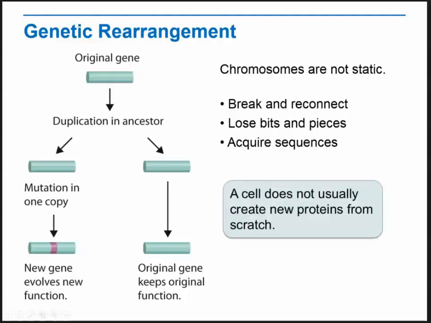A cell does not usually create new proteins from scratch. What does this sentence mean in the context of what you've learned about gene duplications and rearrangements? Genomes use old genes for new functions. So how do gene duplications and rearrangements contribute to evolution? They contribute to the variation of alleles in a population upon which natural selection and genetic drift depend.